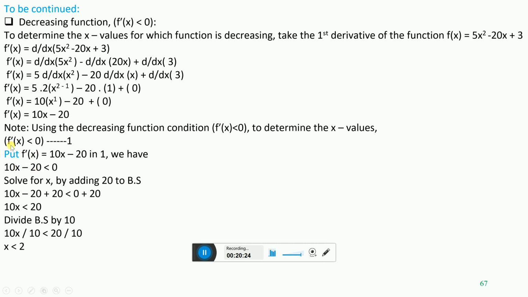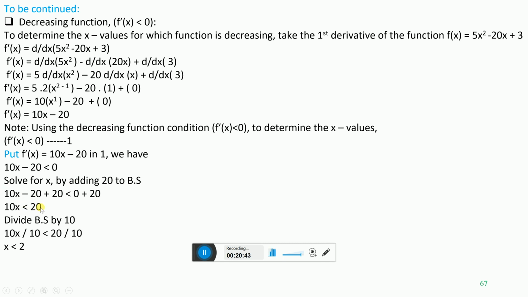I am replacing in here. So 10x minus 20 less than 0. Solve for x by adding 20 to both sides. So we add 20 to the left hand side plus add 20 to the right hand side. This minus 20 cancels out with plus 20.